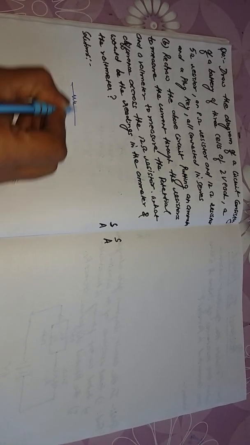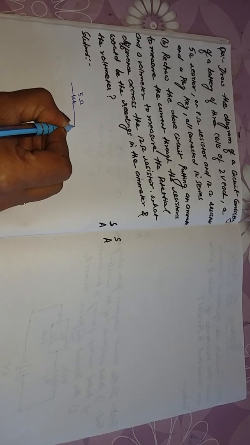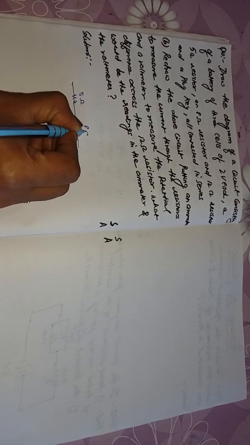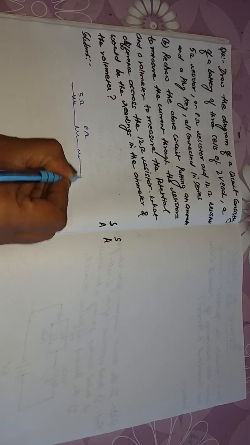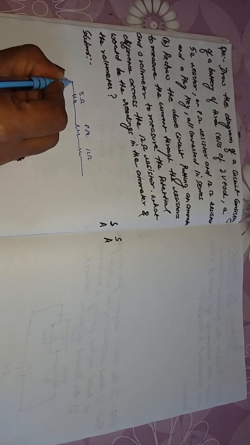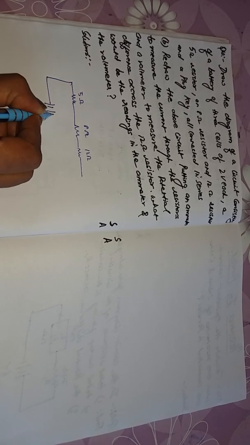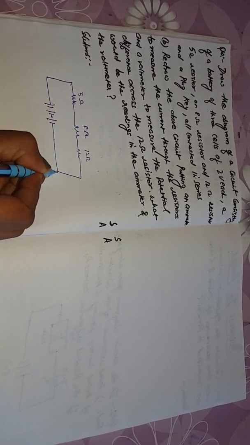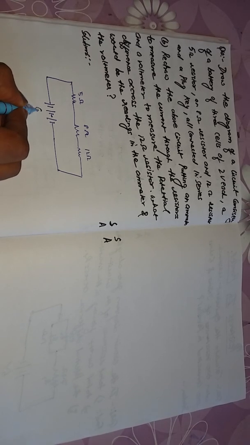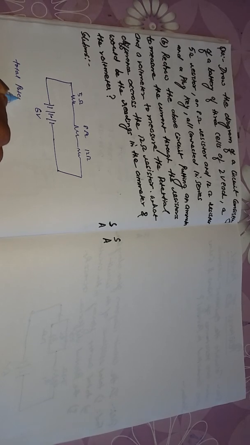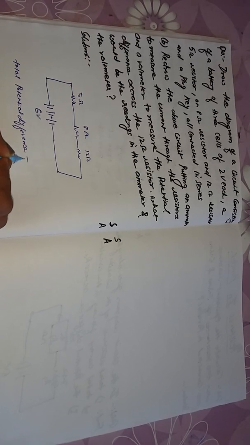The three resistances given, that is 5 ohm, 8 ohm and 12 ohm, are connected in series. A 3 cell battery is connected, which is of 2 volt each. Therefore the total voltage around the circuit, the total potential difference, will be equal to 2 plus 2 plus 2 equal to 6 volt.